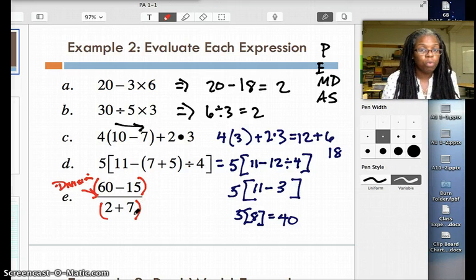So we're looking for a quotient. That's a word we'll talk about a little bit later. A quotient is the answer to a division problem, all right?